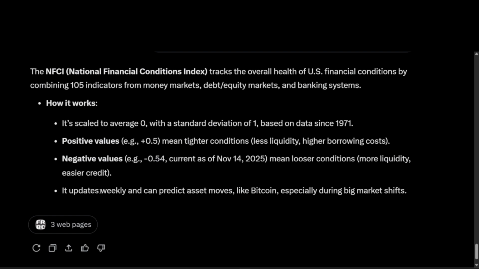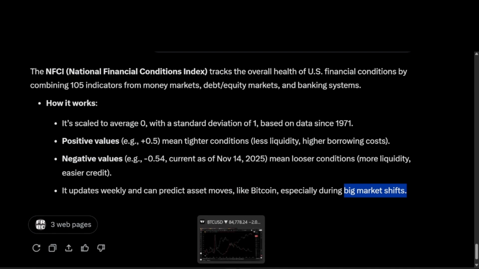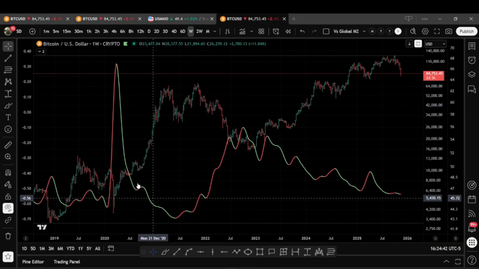It updates weekly, which is important. And what does it do? It can predict asset moves like Bitcoin, especially during big shifts in the market. This is not one for day trading. This is what I love, macro. Now let's take a look at TradingView, because it's an indicator that's also available on TradingView, which is awesome. This is the indicator here on TradingView.